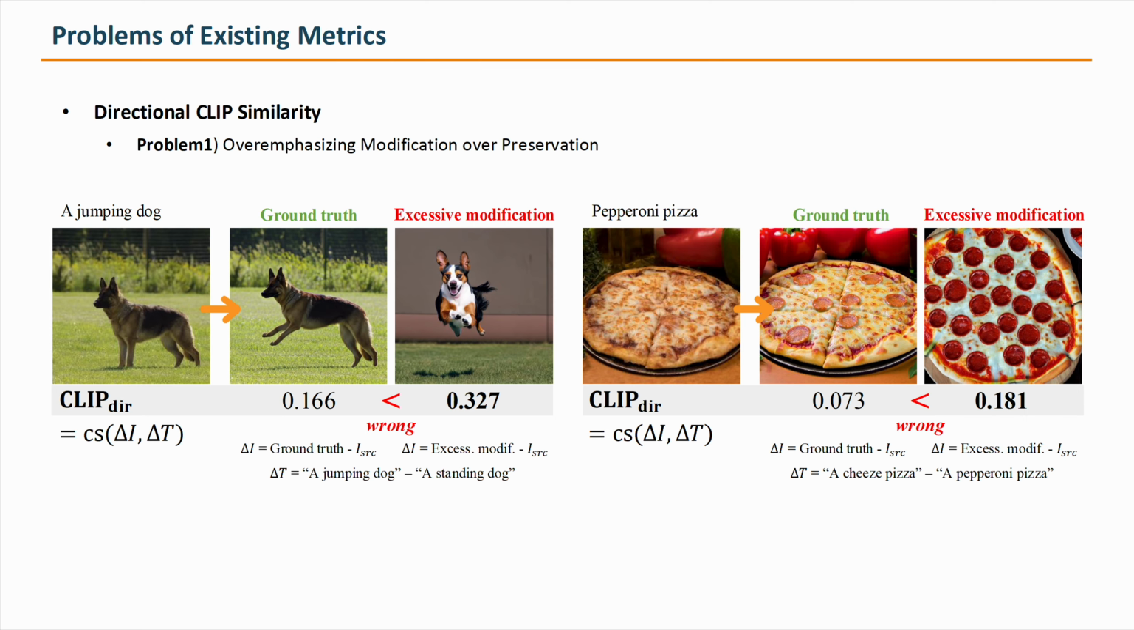Even the most balanced method, directional CLIP similarity, has two critical problems. First, it overemphasizes modification. Given two edited images, one with minimal changes and one excessively altered, directional CLIP similarity often gives a higher score to the excessive one, simply because it aligns better with the target text. This leads to misalignment with human perception.